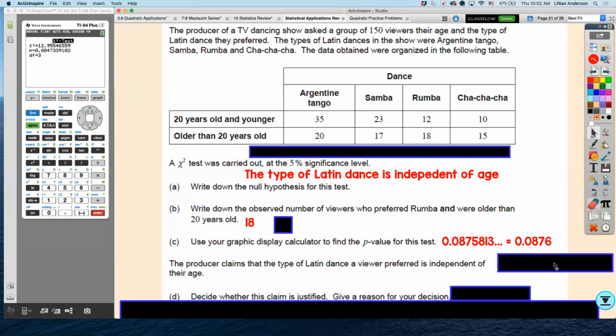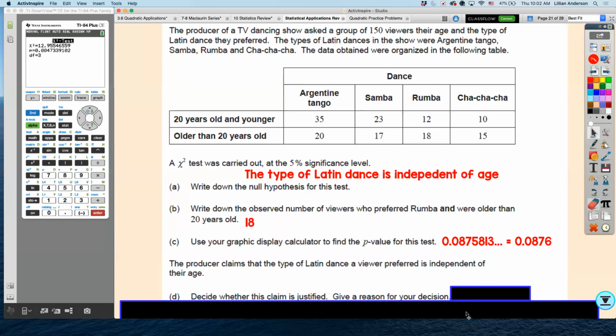You accept it. Because the p-value is greater... Accept, and why? Because the p-value is greater than the significance level. Did you compare the values? Or did you just say the p-value is greater? And did you actually do the numerical comparison, or did you just make the statement?